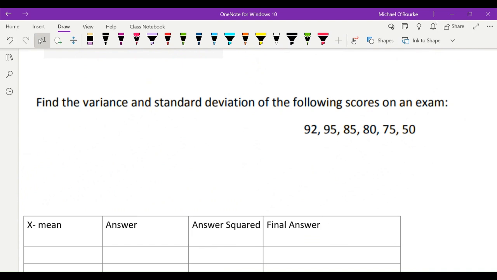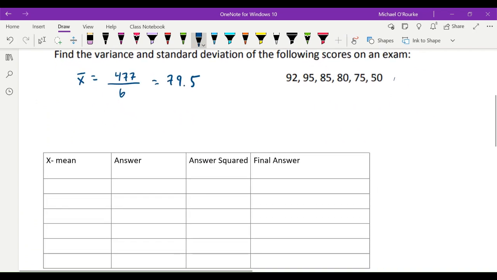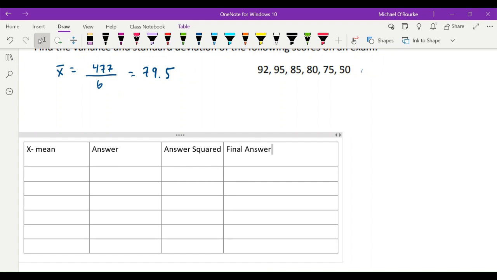So what's the standard deviation of the following exam scores? I have these exam scores here. First of all, I need to find the mean. I'm going to add them all up and divide by 1, 2, 3, 4, 5, 6. So I'm going to grab my calculator: 92 plus 95 plus 85 plus 80 plus 75 plus 50 is 477. Divide that by 6, which gives us 79.5 average.